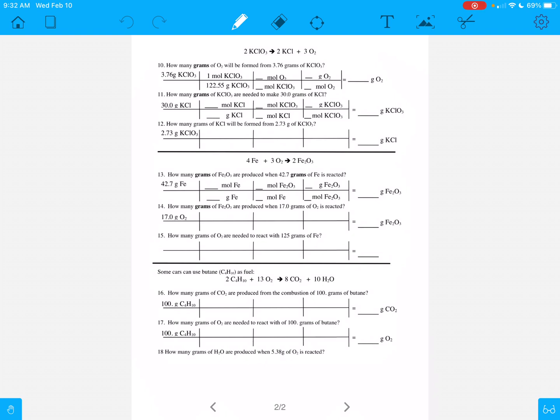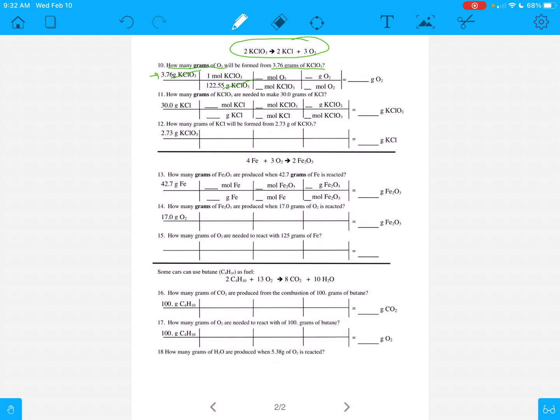Okay, how many grams of O2 will be formed from 3.76 grams of KClO3? Well, thank goodness we still have our balanced equation up here, right? So let's see, what have we got so far? We've got grams of KClO3 written right here. We've got grams canceling. This is the molar mass, okay? Now we have to get into molar mass. I know that 1 mole of KClO3 has a mass of 122.55. How did I get that? Well, I had to add it up on the periodic table.